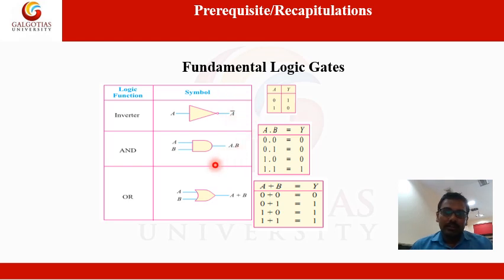and AND gate basically gives the output in terms of the product. That is, if we have input A and B, then the output will be A dot B. And in OR gate, the input variables are summed. That is, if we have A and B as input, then the output will be A plus B.